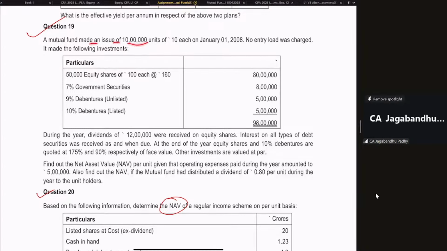A mutual fund made an issue of 10 lakh units of 10 each on January 1, 2008. No entry load was charged, and it made the following investments. During the year, 10 lakh units were issued at a price of 10 each. So total collection would be 1 crore, out of which 98 lakh it spent in acquiring these four assets. So how much is the cash balance left?